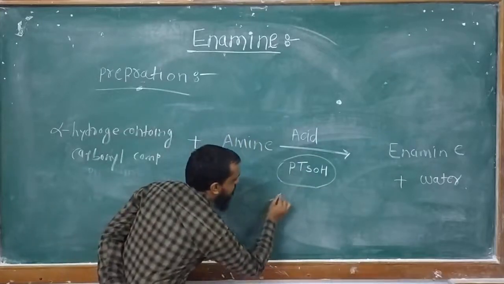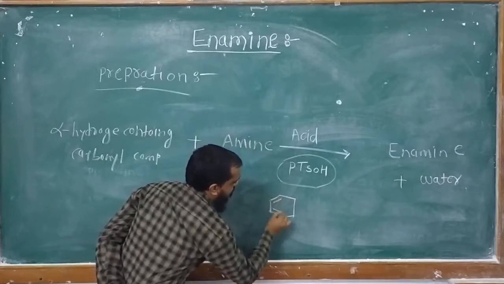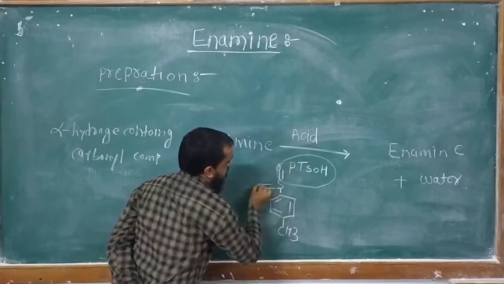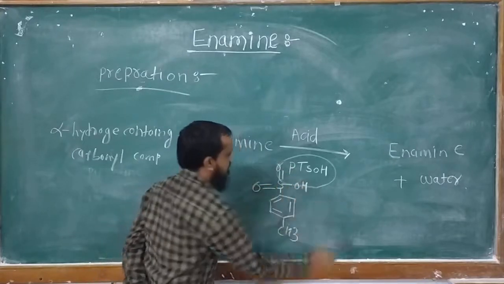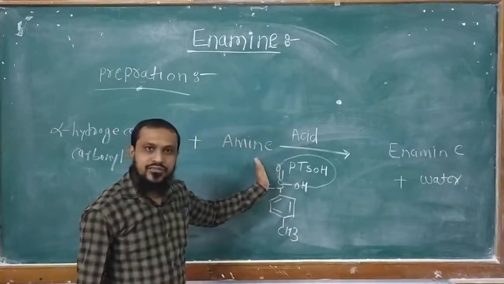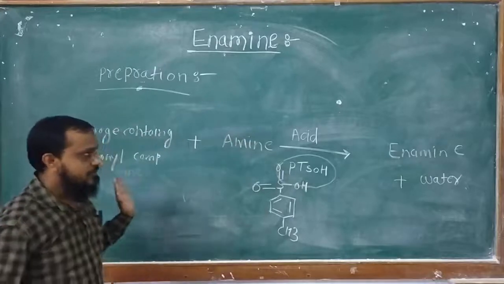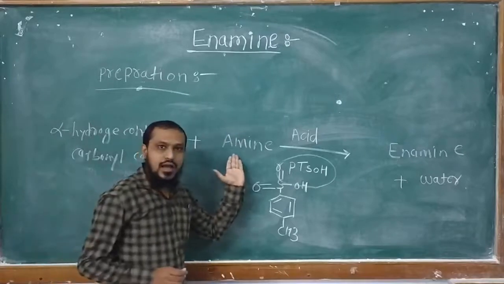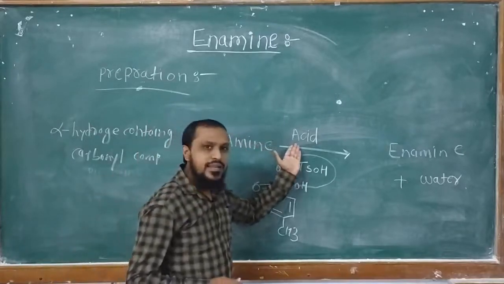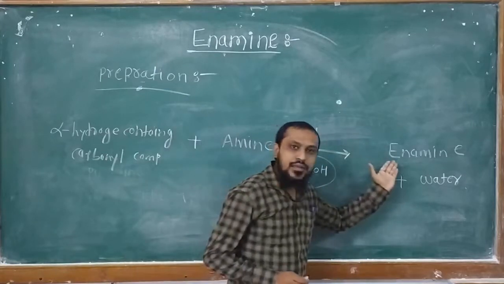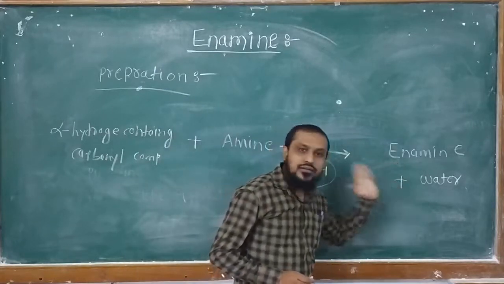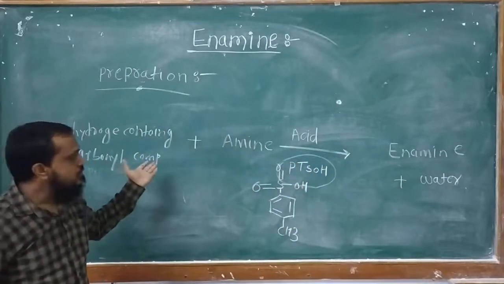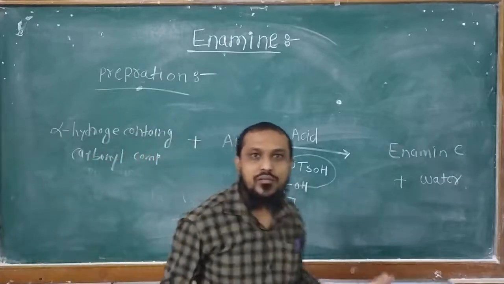This is the structure of paratoluene sulfuric acid. Okay. These acids are used in the preparation of enamine. Now the statement of preparation of enamine is when an alpha hydrogen containing carbonyl compound is treated with an amine in the presence of mineral acid to form the major product enamine and the byproduct water. Simply, reaction of aldehyde and ketone with amine in the presence of acid forms enamine.